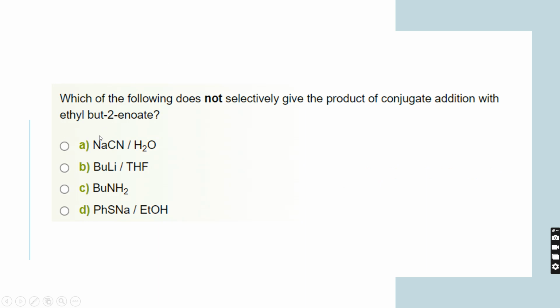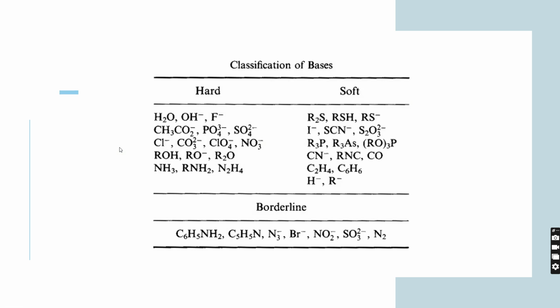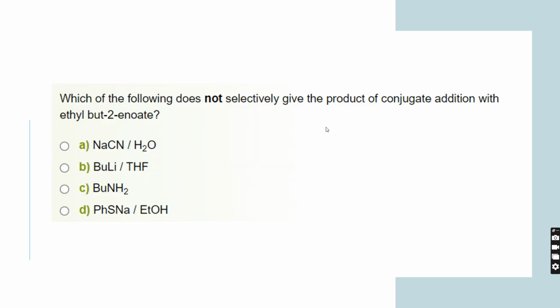For the other options, if you look at this particular list, cyanides and sulfur, being large in size, always prefer to get added to the soft electrophilic center. Okay, this option A and option D, they will predominantly give you conjugate addition, and option C, being a borderline nucleophilic reagent, will give you both 1,2 and conjugate addition.